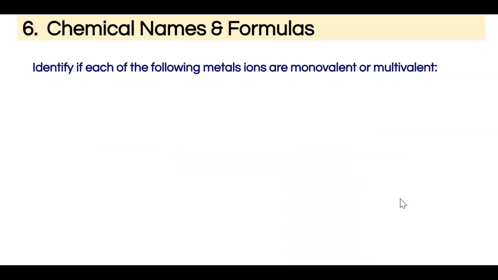So what I want you to do in the next bit is identify and say to yourself, are each of these metal ions monovalent or multivalent? This is a really important concept for us moving forward, so take the time to make sure that you understand it completely. I want you to start with silver, and it has the chemical symbol Ag. Pause the video, try to find silver on your periodic table, and when you do, identify it as monovalent or multivalent.